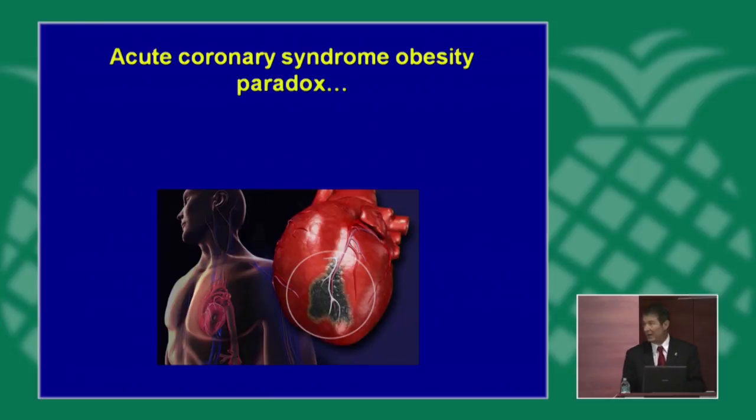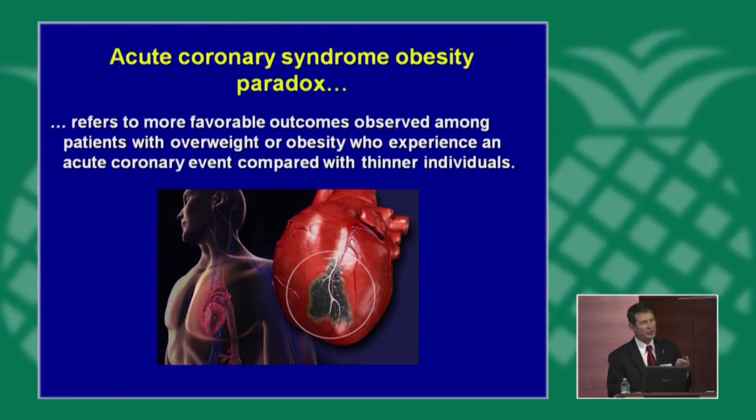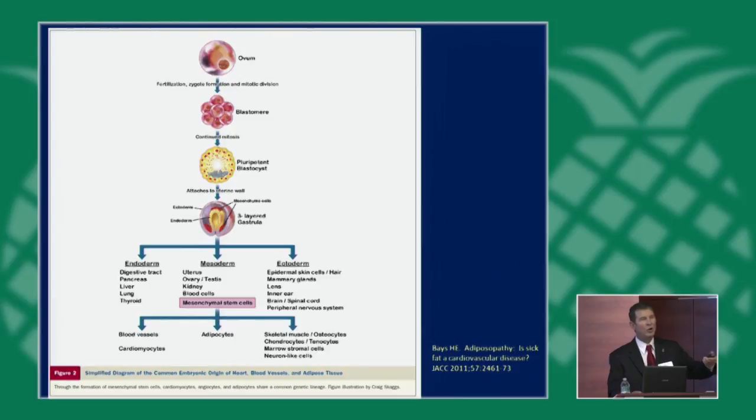This is really fascinating, and that is the acute coronary syndrome paradox, where we see individuals with acute syndromes, acute myocardial infarction, actually have a better outlook if they are mildly overweight than people who are normal body weight. Well, how can that be? Well, it can be partly explained by looking at the lineage, because we understand that adipocytes and cardiomyocytes share the same lineage from mesoderm and mesenchymal cells.